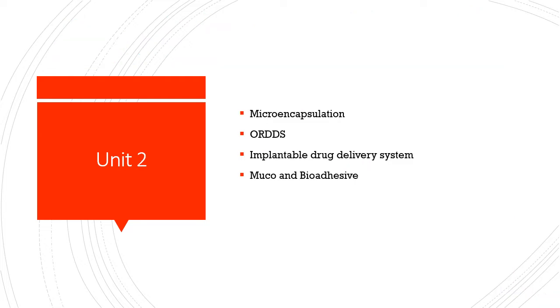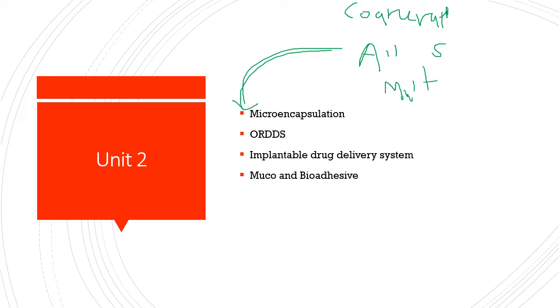The next is unit number 2, in which you have microencapsulation. In microencapsulation, basically you have to study coacervation phase separation, air suspension, multi-orifice centrifugation, and spray drying and spray congealing.